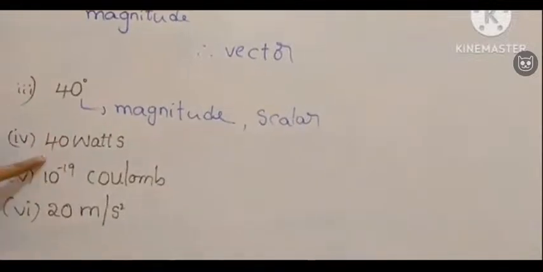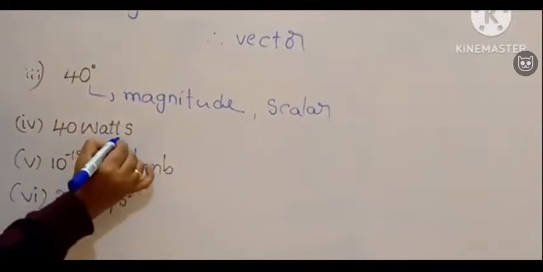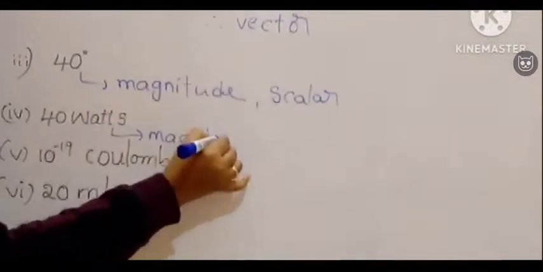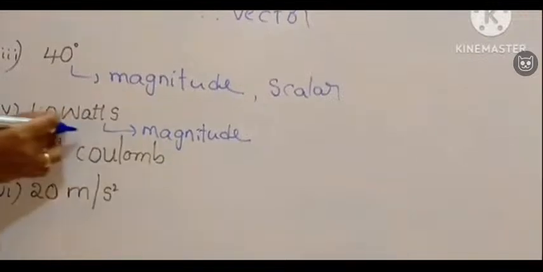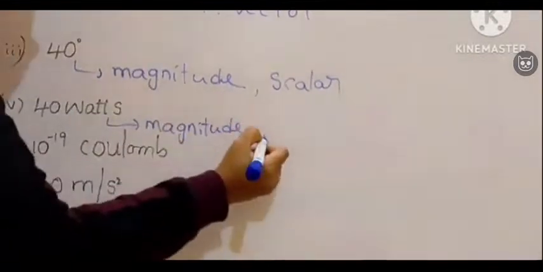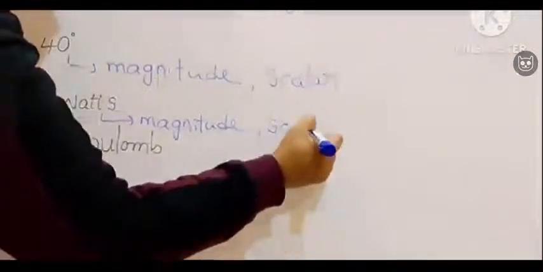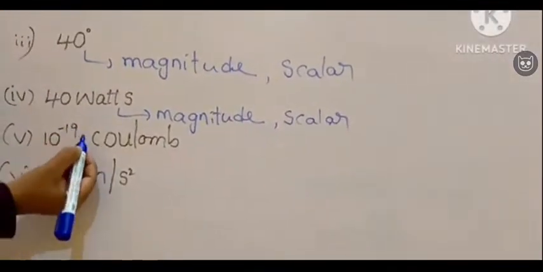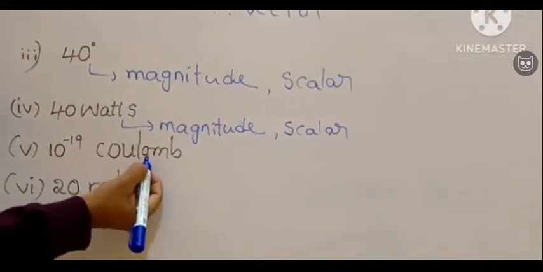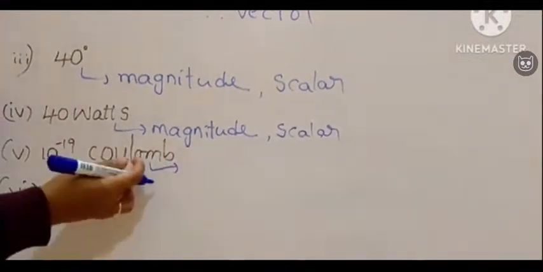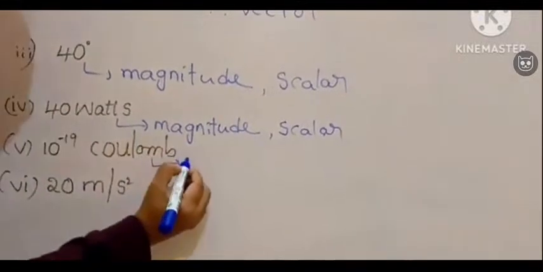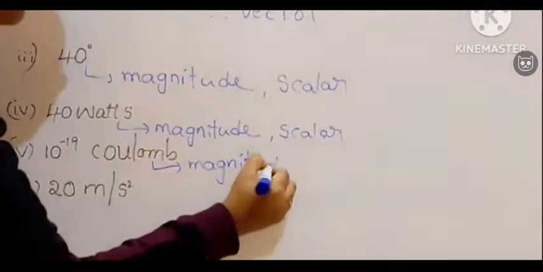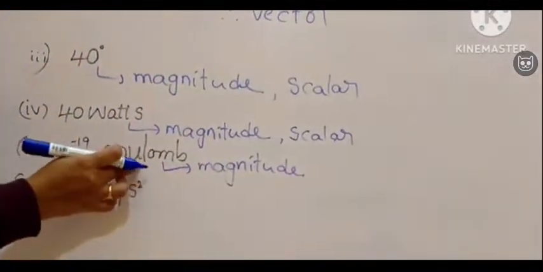Go for the next question. 40 watts. These watts represent magnitude. Only magnitude. In this there is no direction. So it is scalar. Next, coming to the next question. 10 to the power of minus 19 coulomb. You check only this measurement. What is this coulomb? Coulomb represents magnitude. In this no direction. So it is scalar.